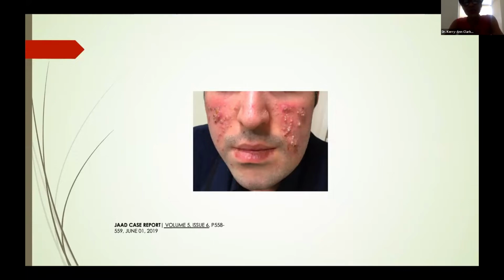And this you would benefit from sending off for bacterial culture. This patient, the culture will come back showing gram-negative bacteria. This is a patient with gram-negative folliculitis, usually treated with culture-directed antibiotics, as well as you can give them oral isotretinoin.